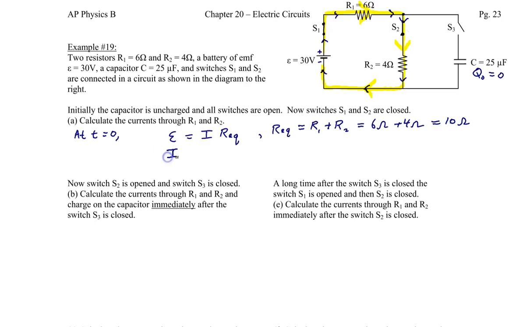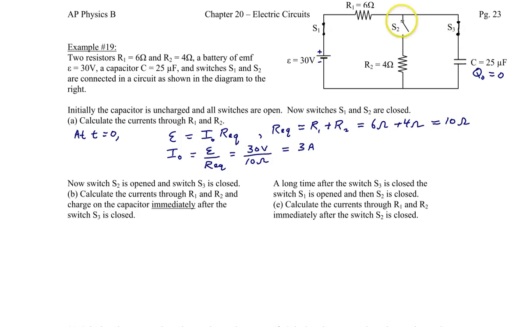So the current initially at 0 will be equal to EMF divided by the equivalent resistance. That would be 30 volts divided by 10 ohms, which gives you a 3 amp current that is rolling through this particular loop. And now we move on to the next part where switch 2 is then going to be opened and switch 3 is going to be closed simultaneously. And so here we have it, switch 2 open, switch 3 closed, and we're asked to find the current now through resistor 1 and resistor 2 immediately after this has occurred.